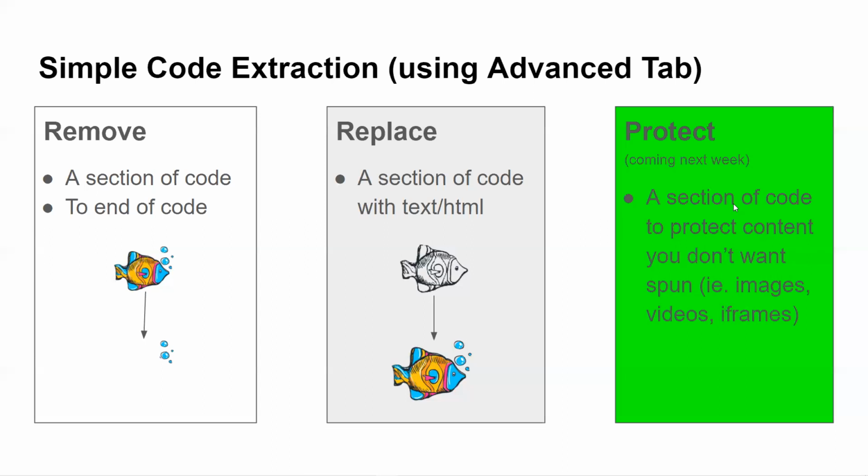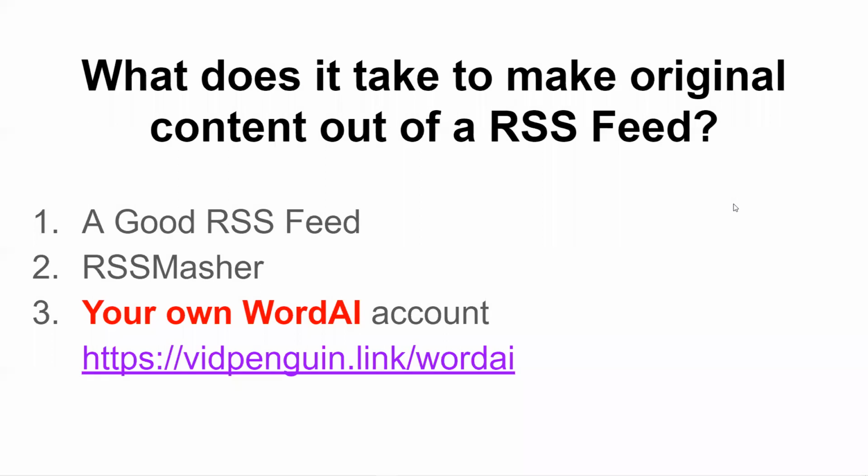So I know we probably need a video of just training on how to do the spinner, how to run it correctly. But we're getting really close to the Holy Grail mission of original content from an RSS feed, smart cropping, image swapping, and a complete spinning of the content. Okay, so what does it take to make original content out of an RSS feed? Well, you've got to have a good RSS feed. And if you are on this call and you haven't been to the ultimate video guide for finding the best RSS feeds Facebook group, I suggest you go there.